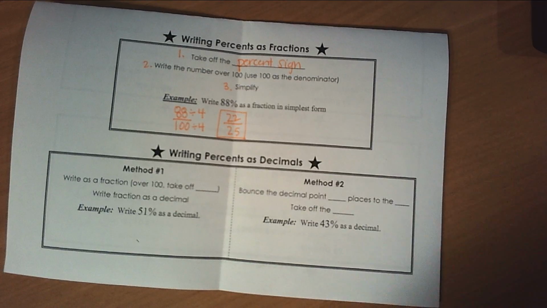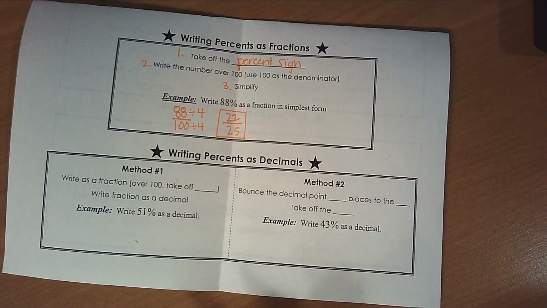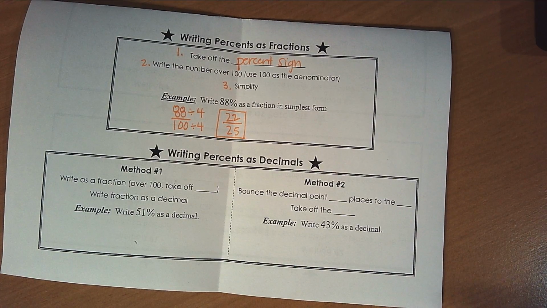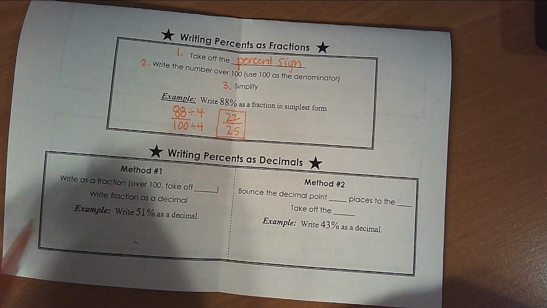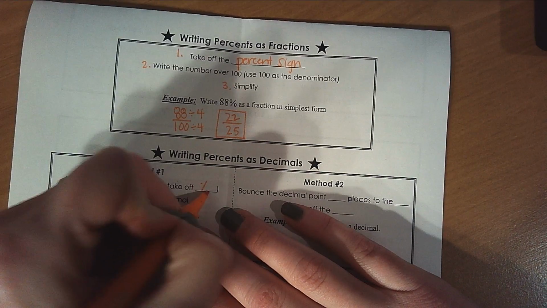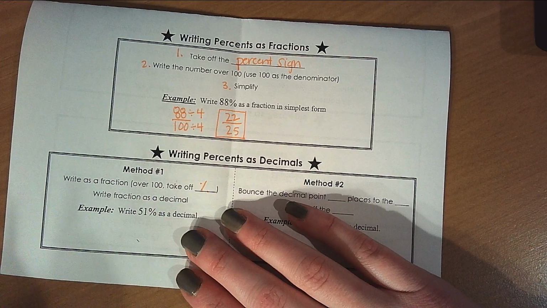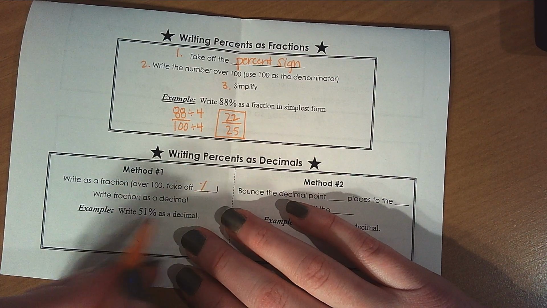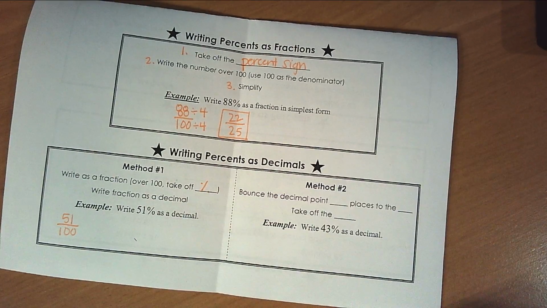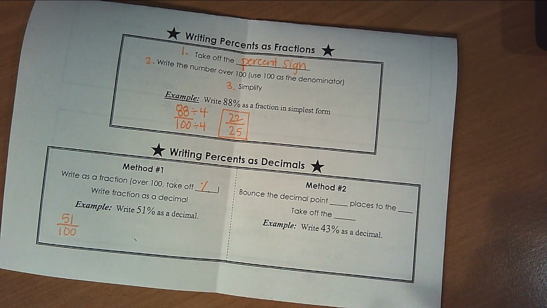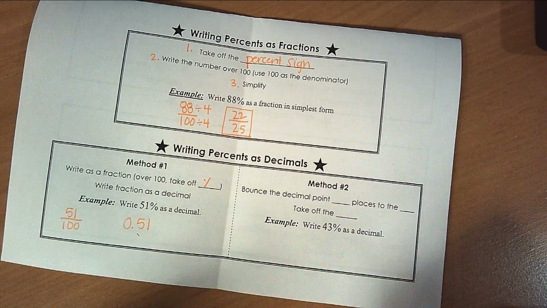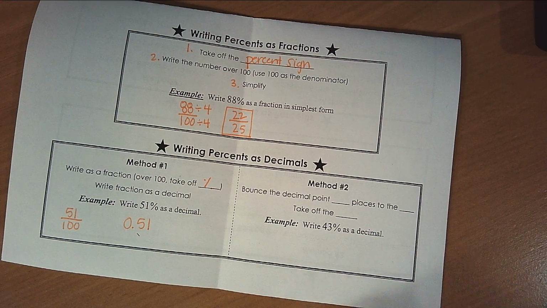fraction in simplest form. We can also write percents as decimals, and there are kind of two methods here. The first method is we can write this as a fraction over 100, take off the percent sign, and then write the fraction as a decimal. So, for example, 51%, we can write this as 51 over 100, or 51 hundredths, and we know that as a decimal, that fraction looks like 0 and 51 hundredths, or 0.51.